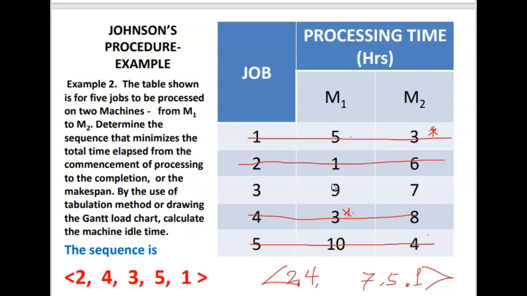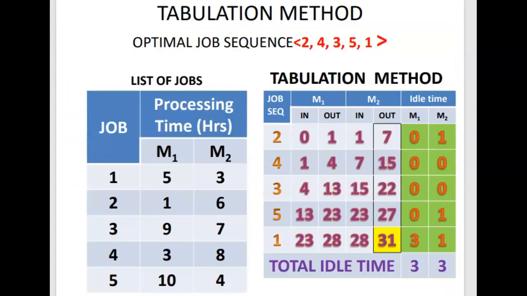So that means the jobs are going to be in this order. 2, so you take it out. It's going to be in 2, 4, 3, 5, 1. The jobs are going to be placed in that order. Now we have arranged this in that order.